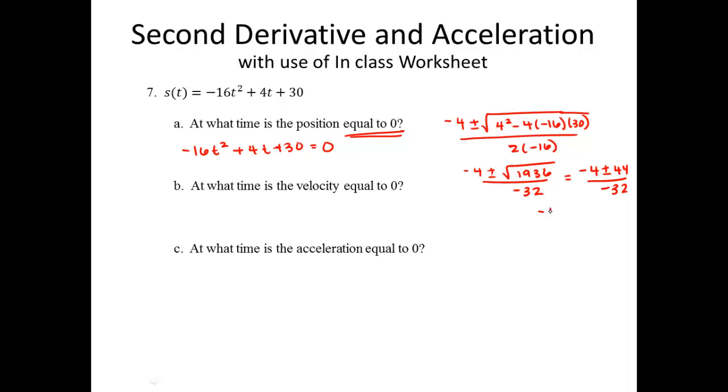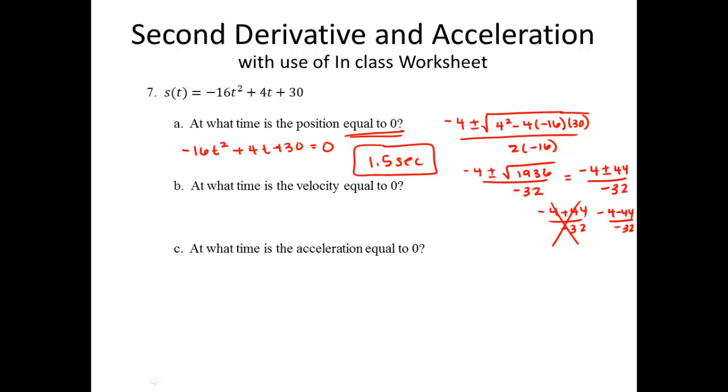So from this, I'm going to get negative 4 plus 44 divided by negative 32, and negative 4 minus 44 divided by negative 32. When I enter the first one into the calculator, I realize it actually gives me a negative time value, and I'm not interested in negative time. It doesn't exist. So the second one, negative 4 minus 44 divided by negative 32, will give me 1.5 seconds. So that's when the position is equal to 0.